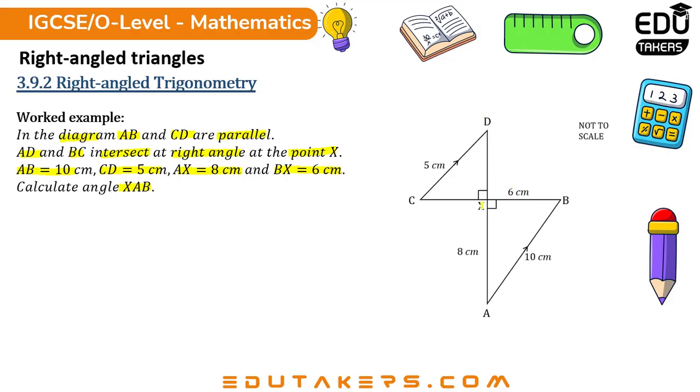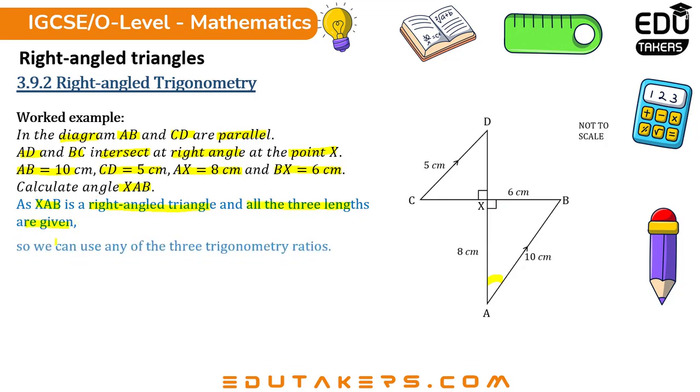The angle XAB, which is this one. As we can see, angle AXB is a right angle, so ABX is a right triangle. XAB is a right angle triangle and all three lengths are given, so we can use any of the three trigonometric ratios.